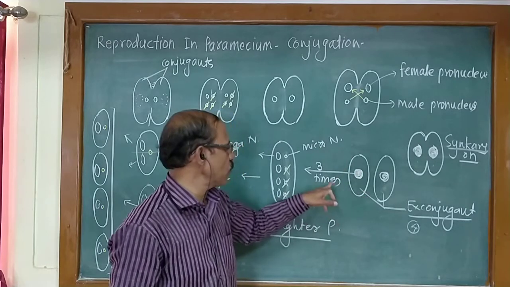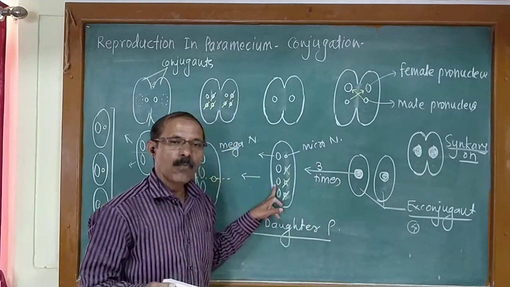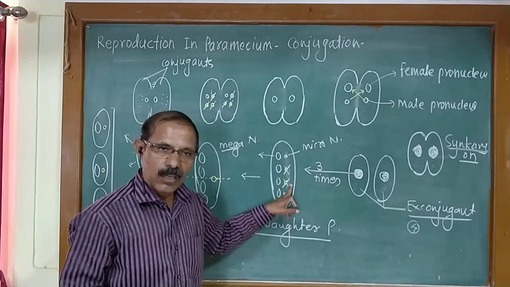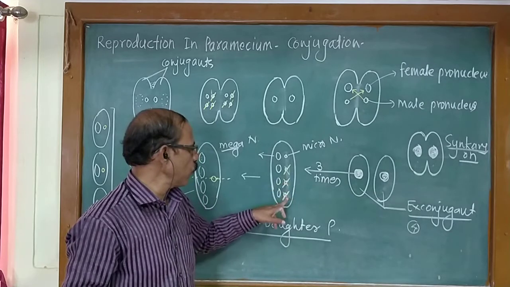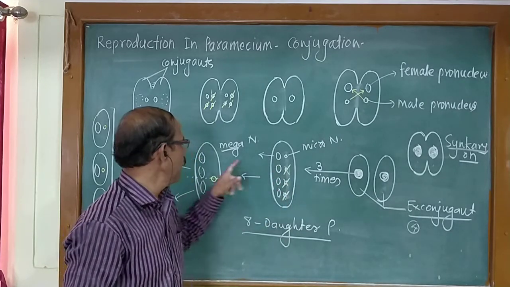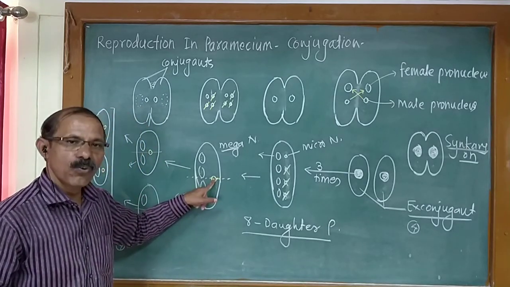The syncaryon of each ex-conjugant divides 3 times, forming 8 nuclei. 4 are larger, meganuclei, and 4 are smaller, micronuclei. 3 micronuclei disintegrate. Now each ex-conjugant has 4 mega and 1 micronucleus. Now the ex-conjugant divides along with the micronucleus.